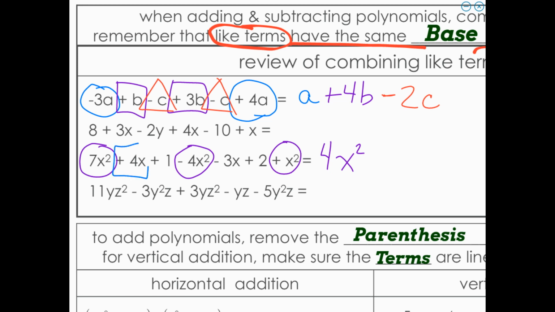And then I have a 4x and a negative 3x. So that leaves me with what? 1x. Okay. Positive? Yes. Okay. And I'm not going to write the 1 because it's invisible, right? You can, but you do not have to. And then lastly, I have a positive 1 and a positive 2, which is plus 3.